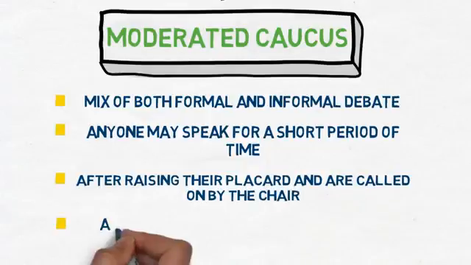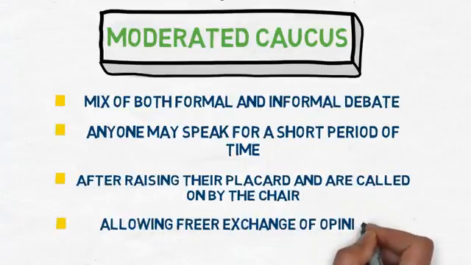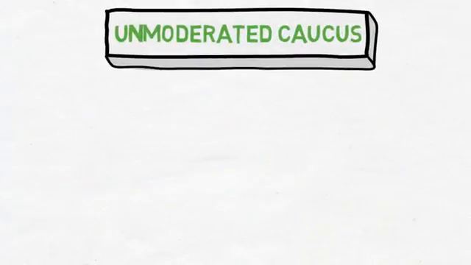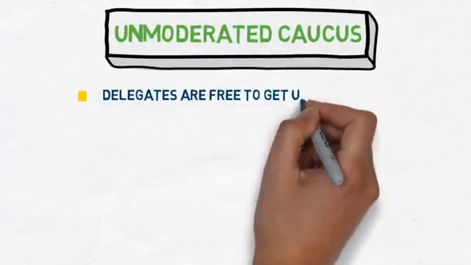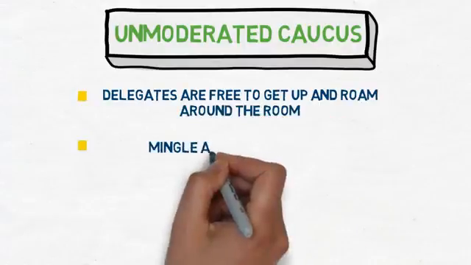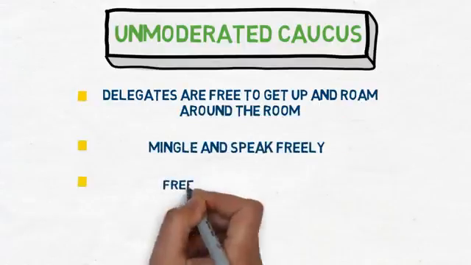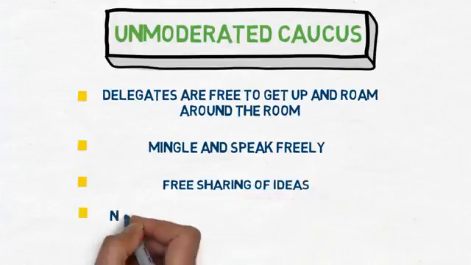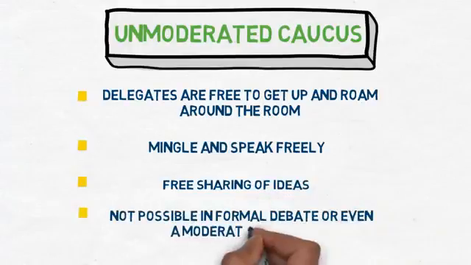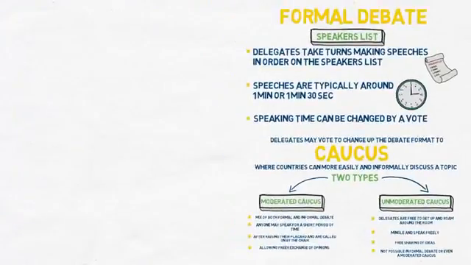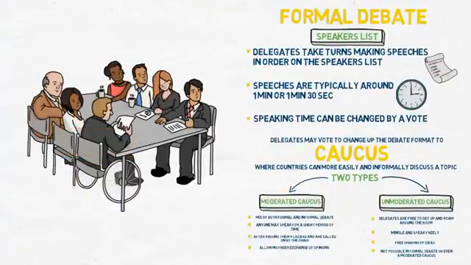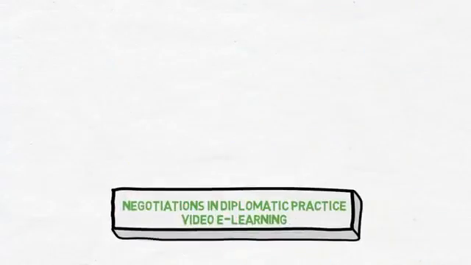This debate format enables a freer exchange of opinions than would be possible in formal debate. The second type of caucus is an unmoderated caucus, when delegates are free to get up and roam around the room to mingle and speak freely. This enables the free sharing of ideas to an extent not possible in formal debate or even a moderated caucus. The session will switch between formal debate, moderated caucus, and unmoderated caucus until draft resolutions are complete, merged, and ready to be presented.